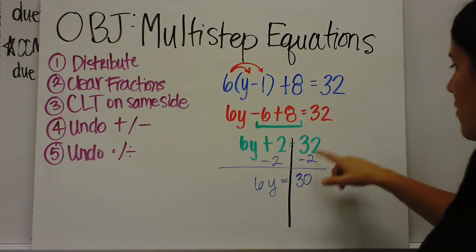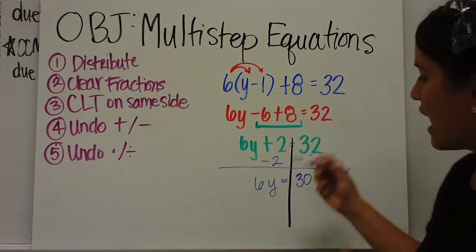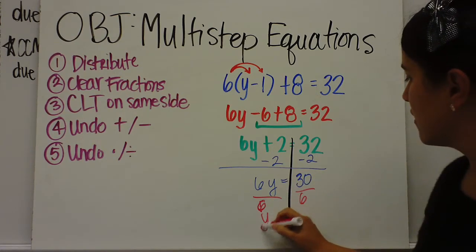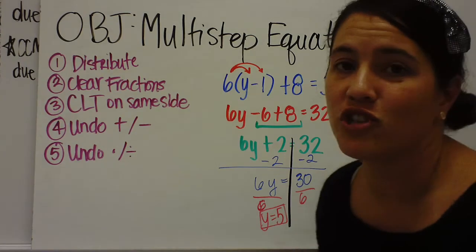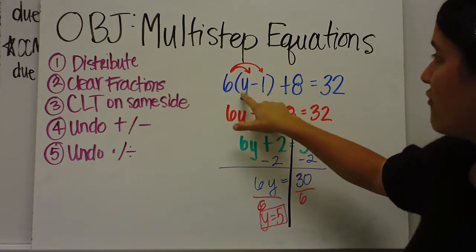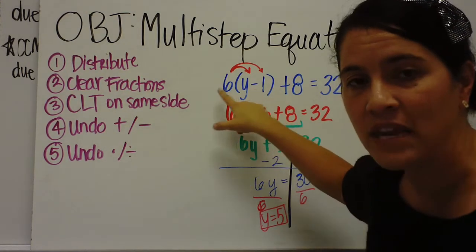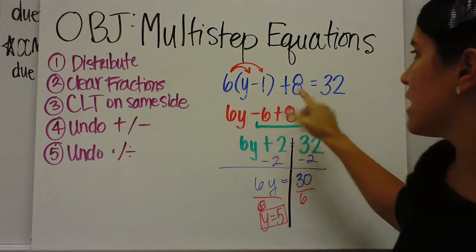All right, so here we go. 6y equals 30. Then we are going to divide both sides by 6, and y equals 5. Again, you can check your work by plugging in 5 right here. 5 minus 1 is 4. 6 times 4 is 24. Plus 8 is 32.